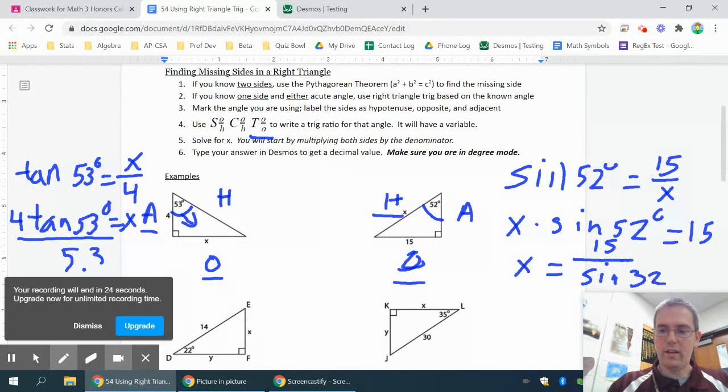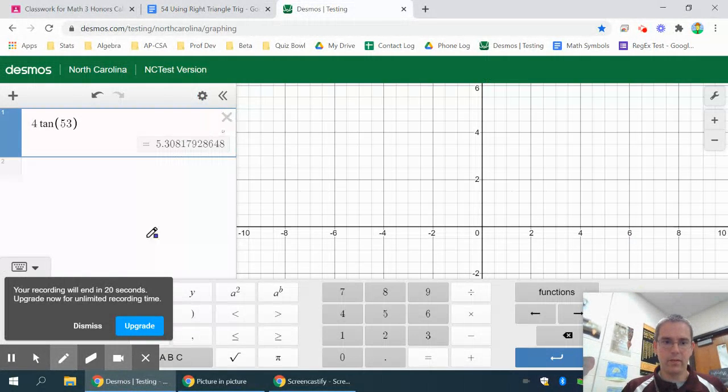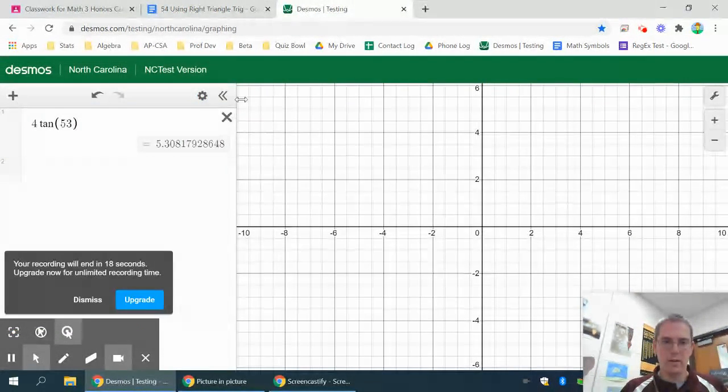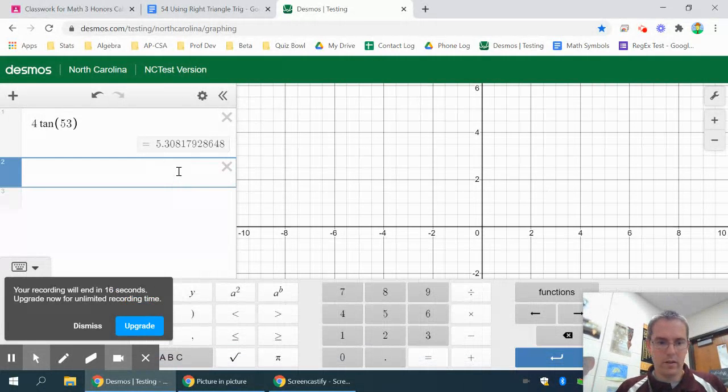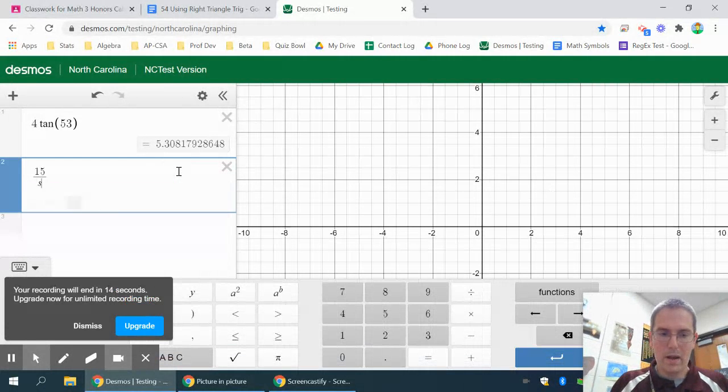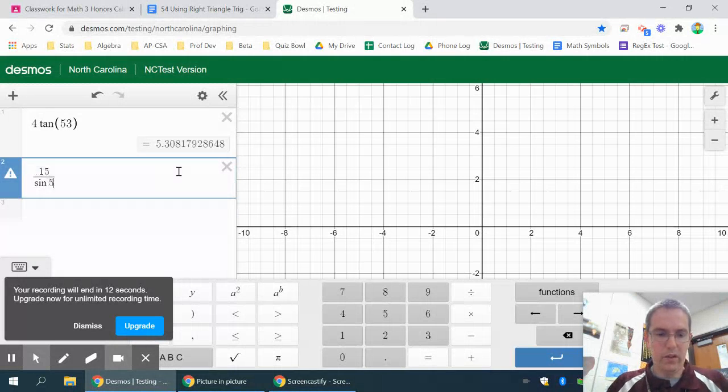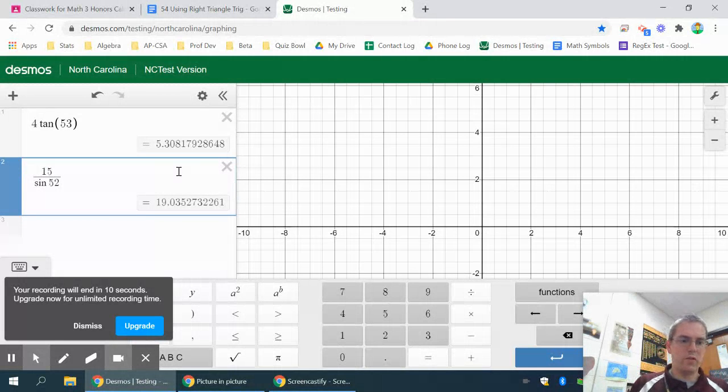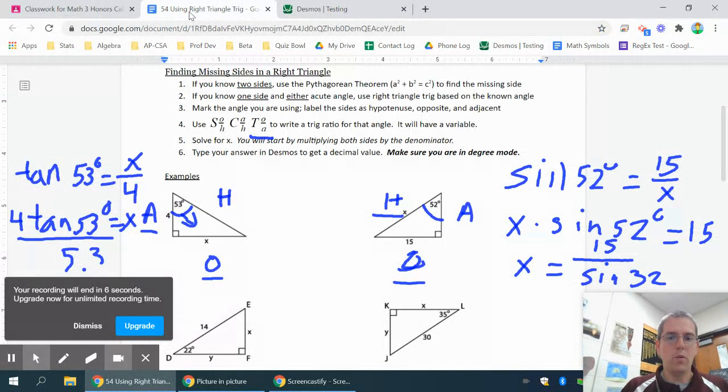This is your final answer, but we can get a decimal approximation with Desmos by doing 15 divided by sine of 52. And once again, the parentheses are optional if you just have a single number argument, and that gives you 19.3, which seems reasonable based on the size of my other leg. The hypotenuse would have to be a little longer.